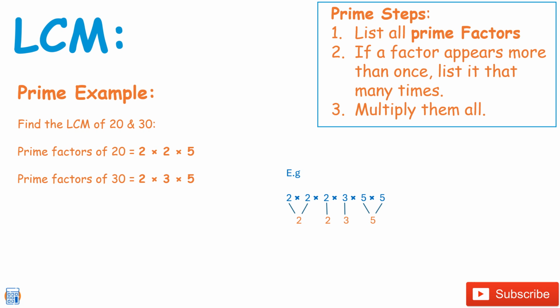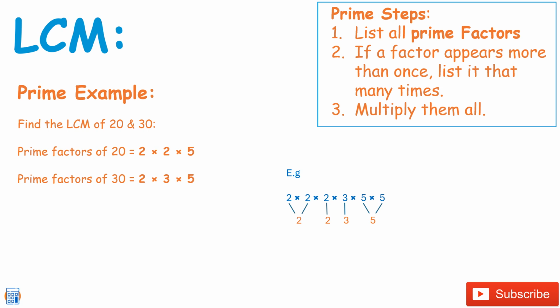So moving on, let's go to step 2. If a factor appears more than once, list it that many times. I like to write out every single prime factor from lowest to highest. So down here we have 2, 2, 2, 3, 5, 5. And as you can see, the 2s cancel out. You just get a 2.